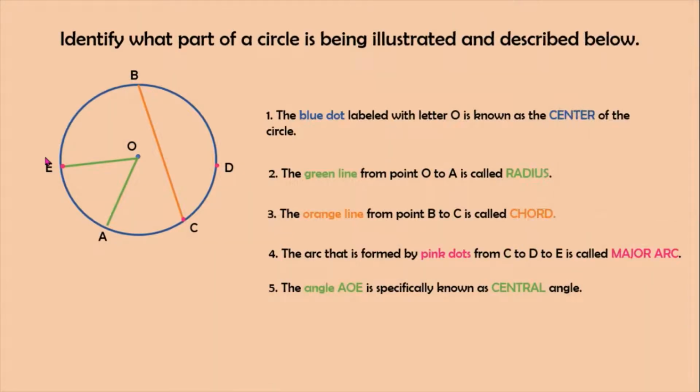So if you try to answer, for the first item, this blue dot labeled with letter O is known as the center of the circle. Number 2, this green line from point O to A is called the radius. Then, the orange line from point B to C is called the chord. For number 4, the arc that is formed by pink dots C, D, and E is called major arc. And for number 5, the angle AOE is specifically known as central angle.